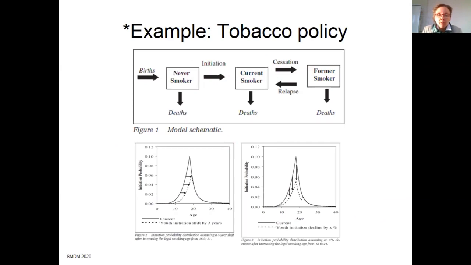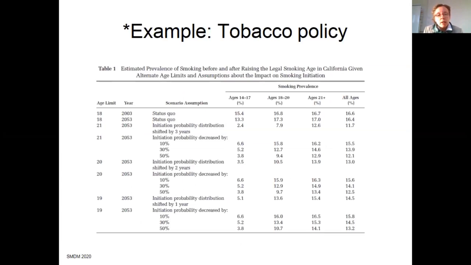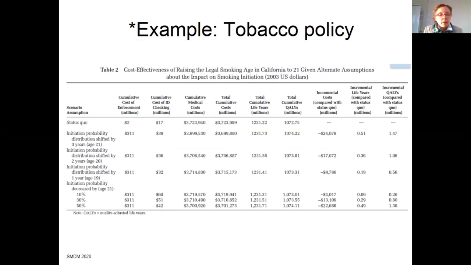And raising the age for tobacco consumption so that people could actually buy these kind of products. What they assumed in the model is that people would start at a later age, and also the percentage of people that would start would decrease over time. So this is an assumption that they implemented in the model so that finally they could run cost effectiveness analysis in order to find out what would be the impact on costs and also qualities and life years for different legal smoking rules.